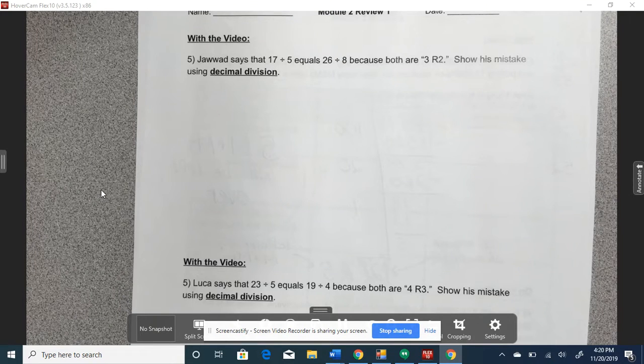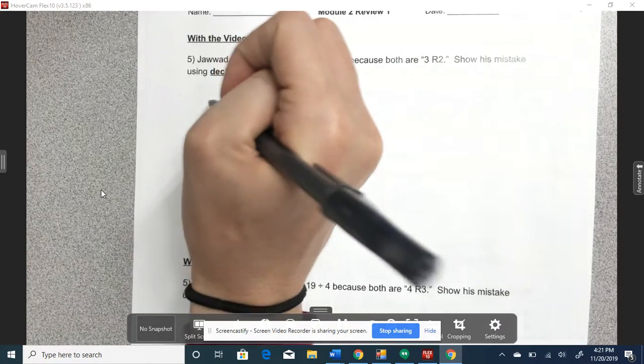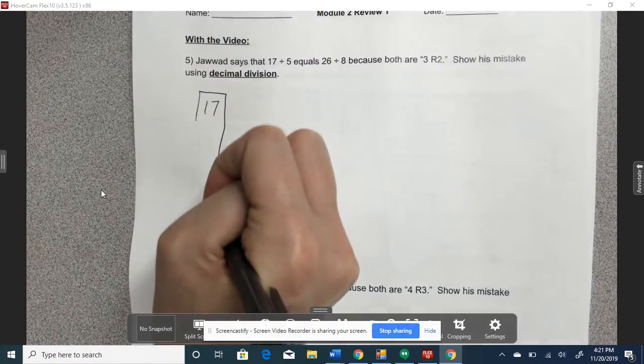So now we're going to be dividing, but we're going to have our answer as a decimal. It says Jawad says that 17 divided by 5 equals 26 divided by 8 because both are 3 remainder 2. Show his mistake using decimal division. Well, let's see. 17 divided by 5. I'm going to write that to the left side.